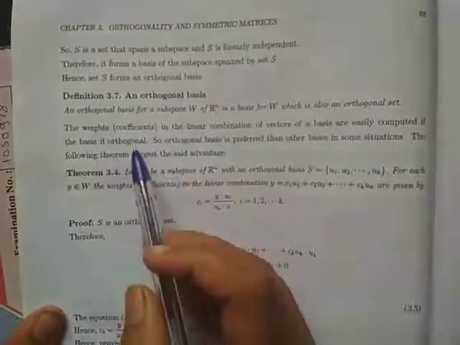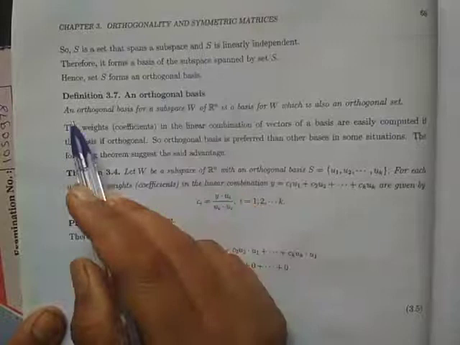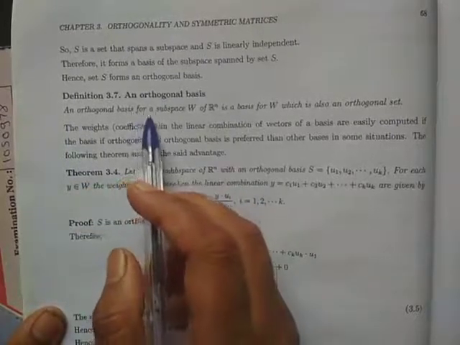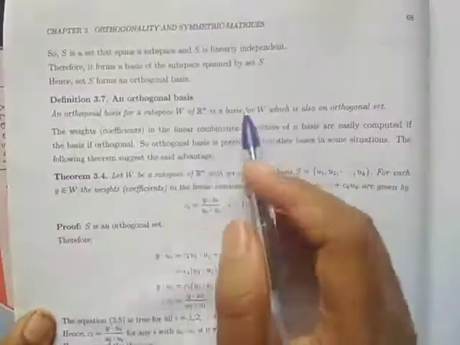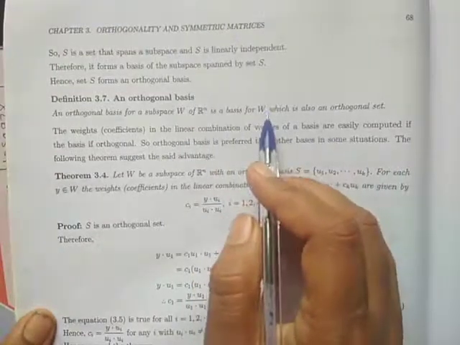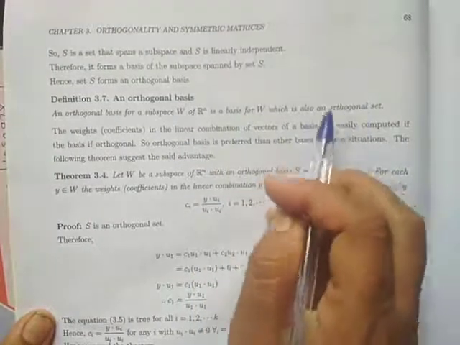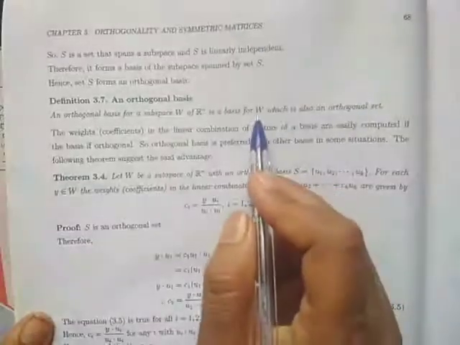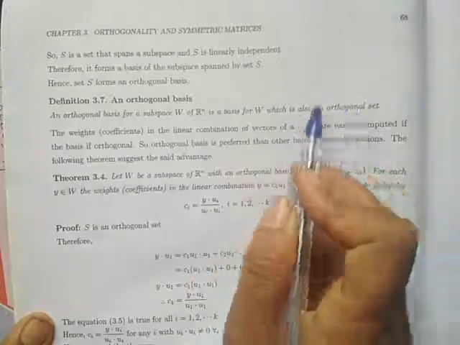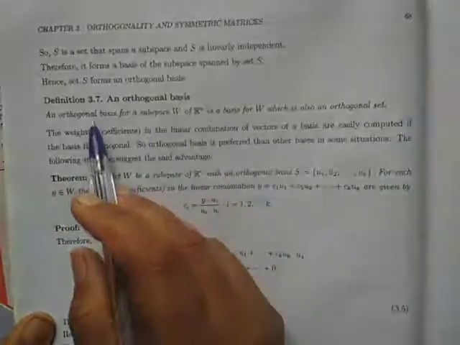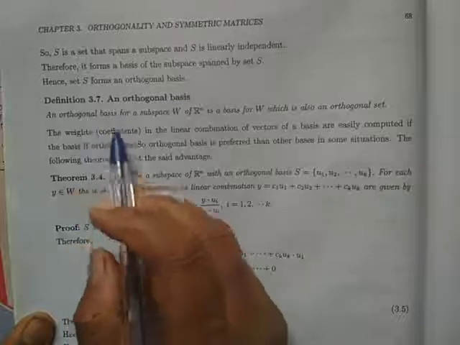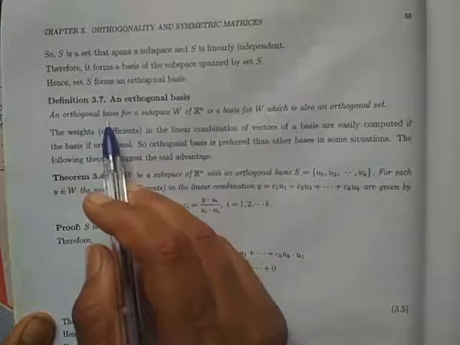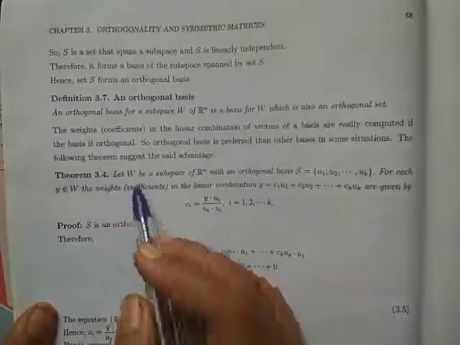Let us see the next definition. An orthogonal basis for a subspace W of Rn is a basis for W which is also an orthogonal set. An orthogonal basis means what? It is a basis for W which is also an orthogonal set, meaning each distinct pair in this basis is orthogonal. Okay, let us see a theorem.